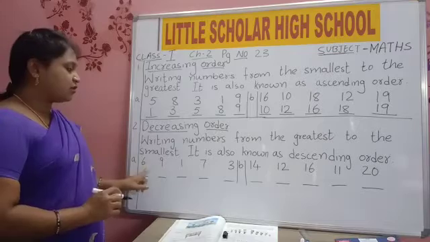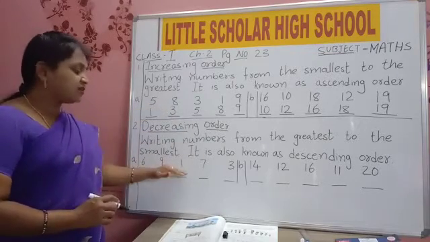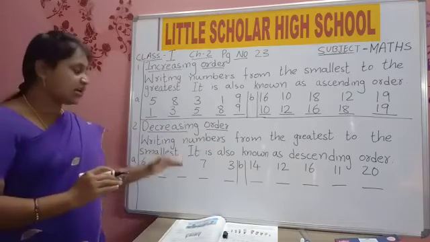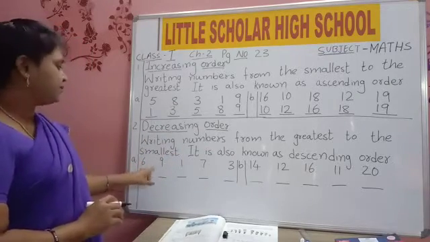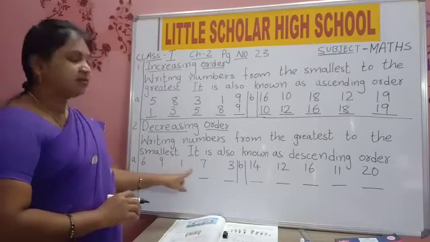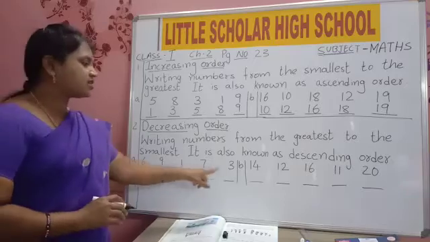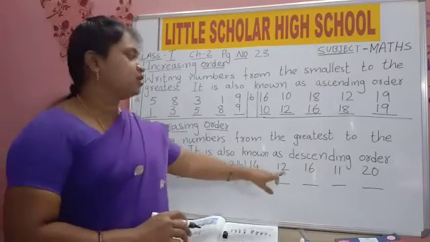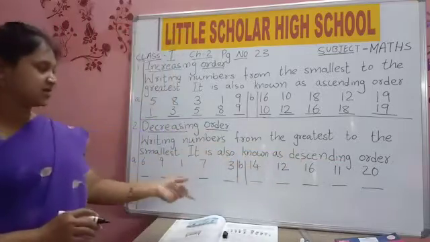Now we will read out the numbers. Here we wrote small to big. Now in descending we will write big number to small number. Read out the numbers: 6, 9, 1, 7, 3. Among these all are single digit numbers. 14, 12, 16, 11, 20 are 2 digit numbers.